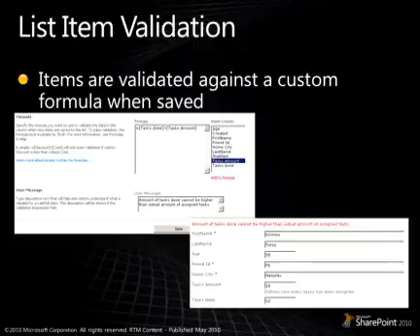List item validation can be used to determine that the overall item values are consistent compared to the business requirements. In the example shown on the slide, we configure a validation rule to ensure that tasks done is lower than the overall task amount. Validation rule is defined using a custom formula. We can also define the error message shown if the information is not valid.